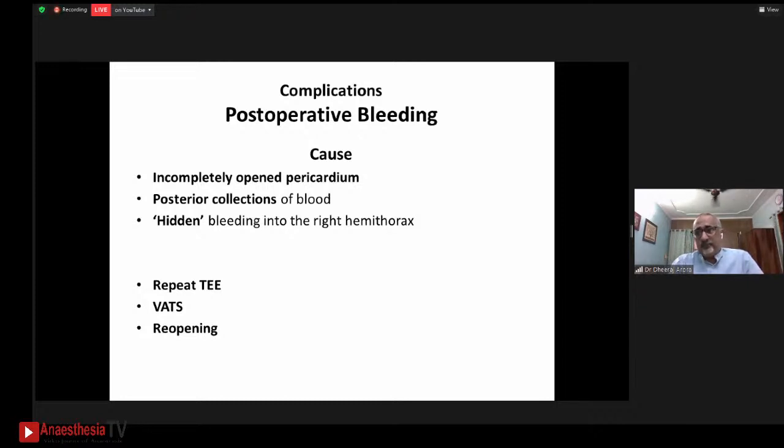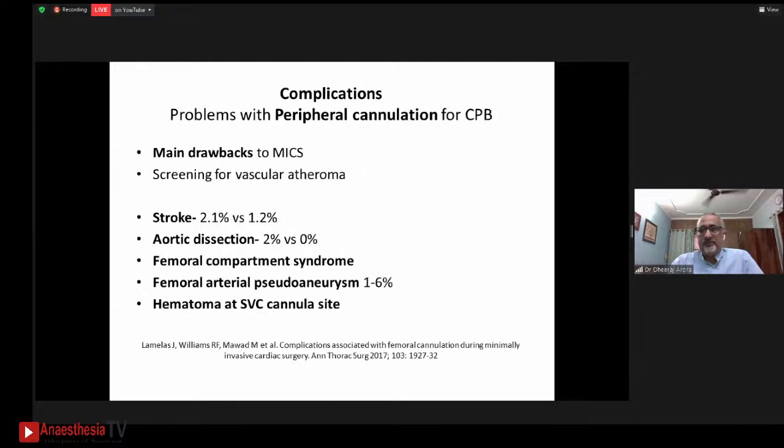So sometimes we have to diagnose with repeat TEE of the patient in the post-operative period. We have to sometimes do VATS. If it is not treated, then we have to reopen through thoracotomy or through sternotomy to address the bleeding. The important complication is related to the peripheral cannulations, because we have to do the percutaneous bypass in these patients.